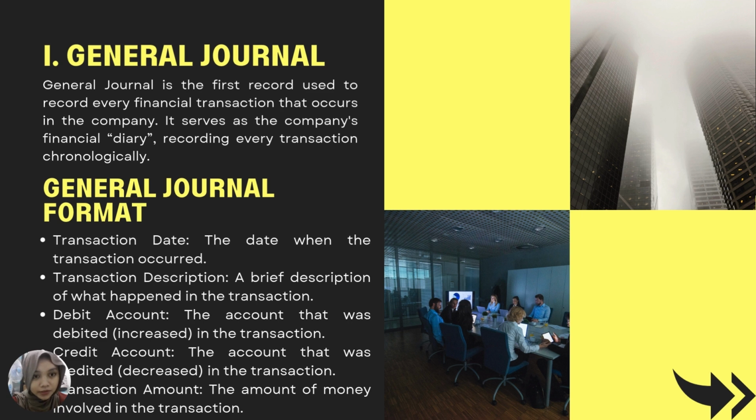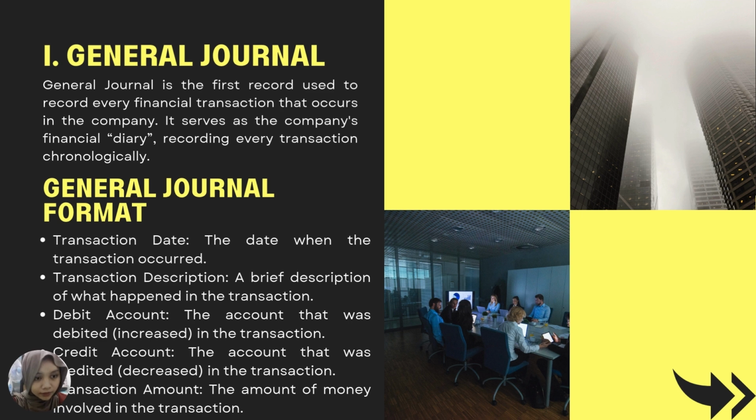1. General Journal. General Journal is the first record used to record every financial transaction that occurs in the company. It serves as the company's financial diary, recording every transaction chronologically.